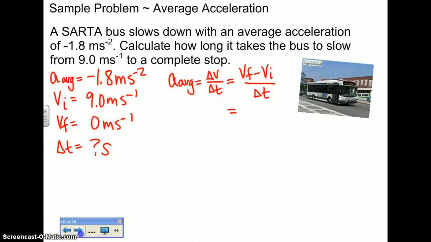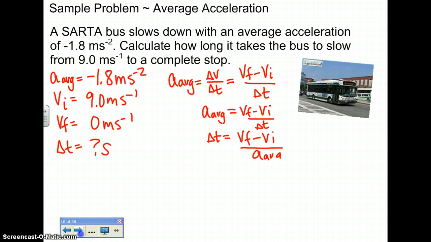we have to first rearrange the equation. So right now we're looking at a average equals vf minus vi divided by delta t. Delta t is what we want to isolate. So I'm just going to flip these two. I'm going to multiply by delta t on both sides. I'm going to divide by a average on both sides. So in other words, delta t equals vf minus vi all over a average.